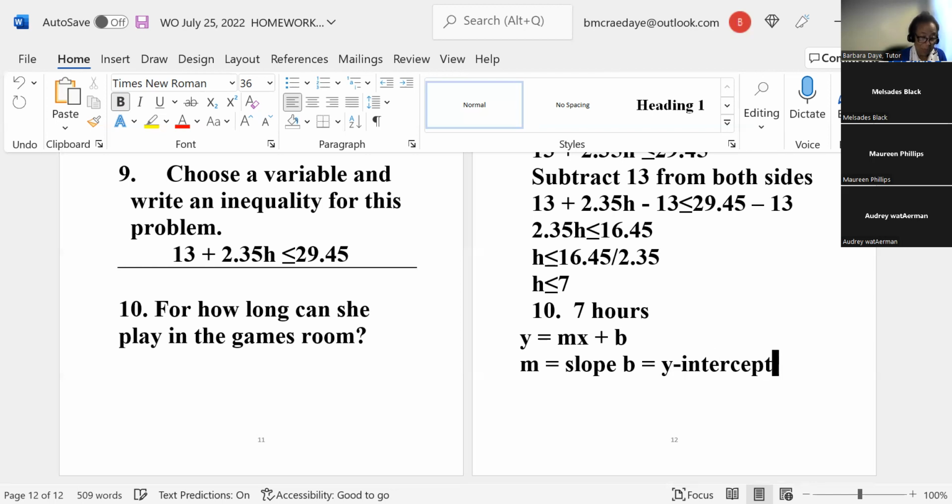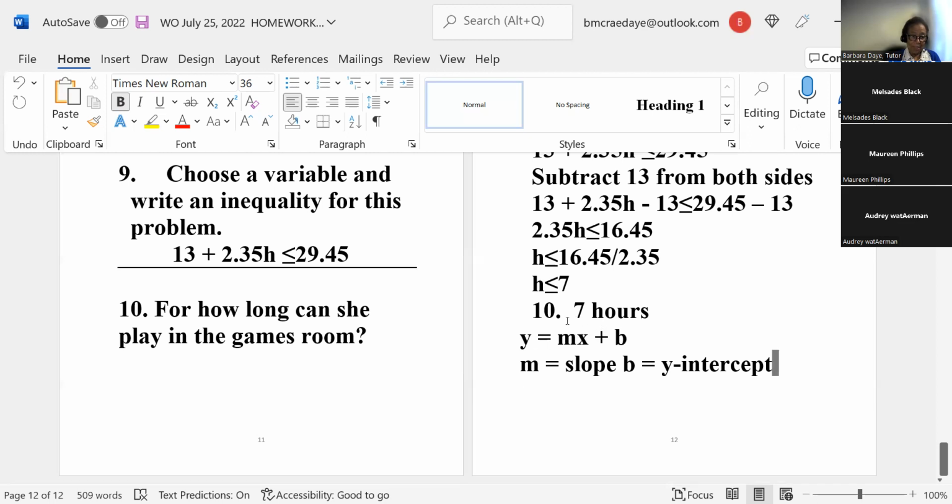And these problems we've been looking at are really slope-intercept problems, where the M is the 235, the X is the H, the Y-intercept is the 13, and the 2945 is the Y. So we'll get to that problem when we come back in the fall, but you actually are looking at slope-intercept type format. We're not calling it that, but that's what it is.